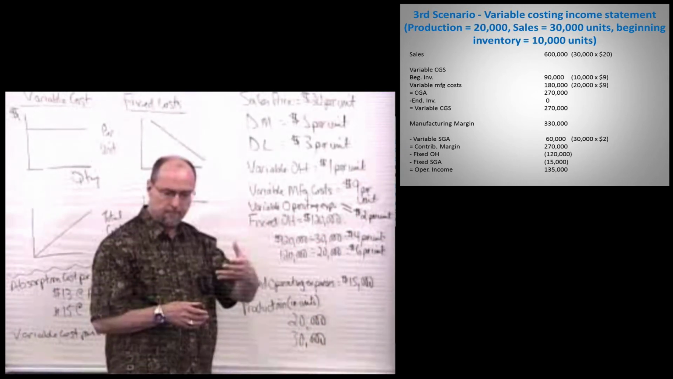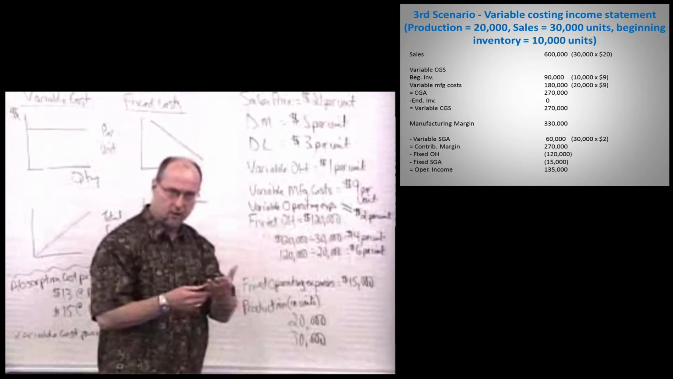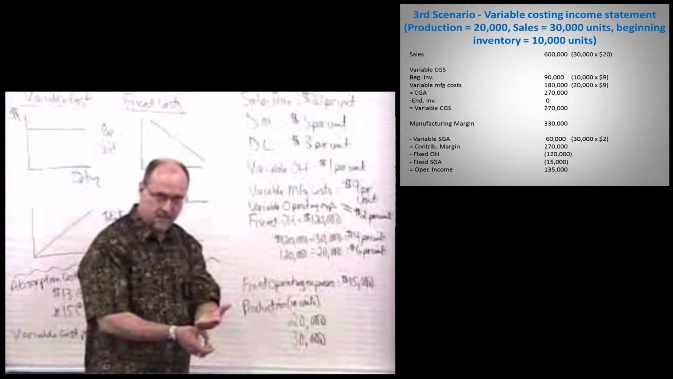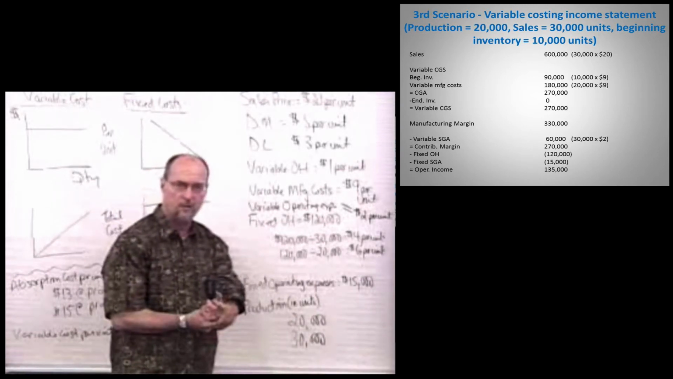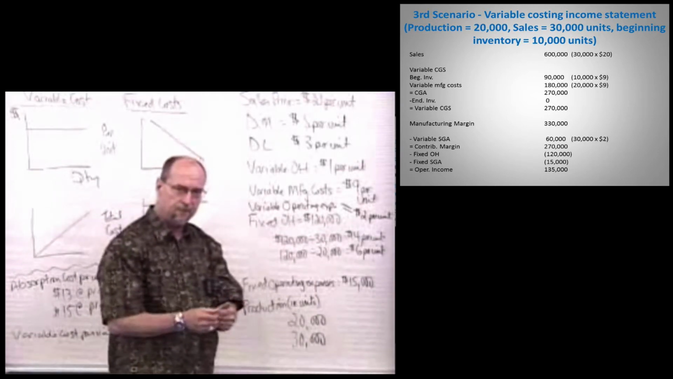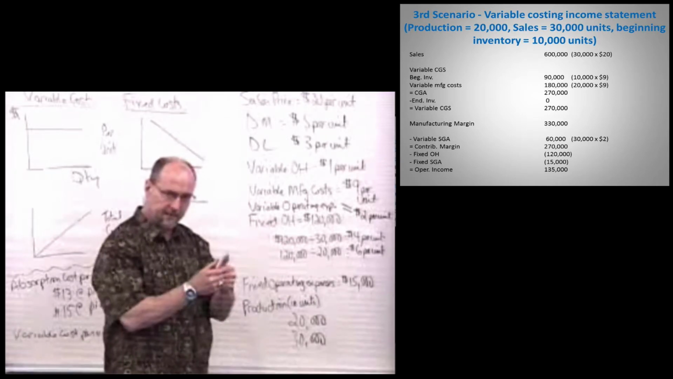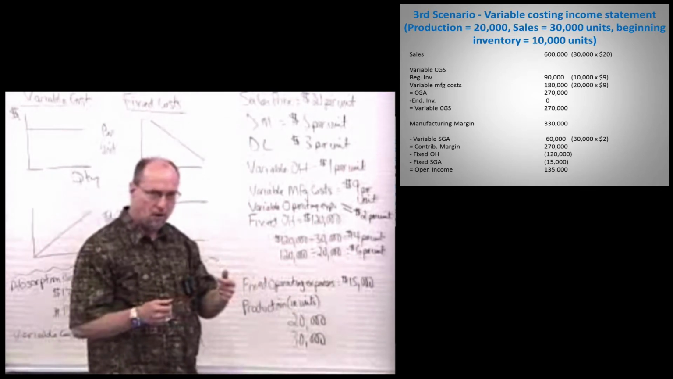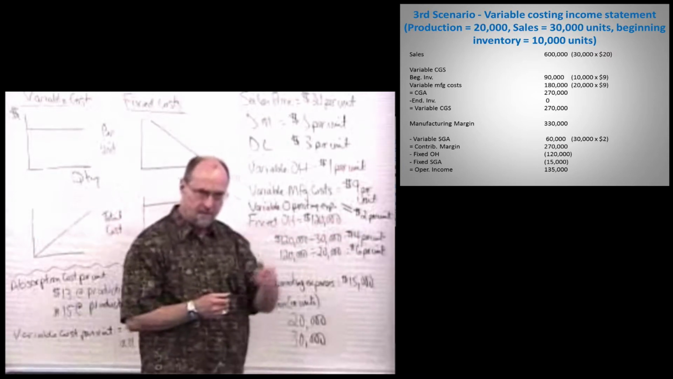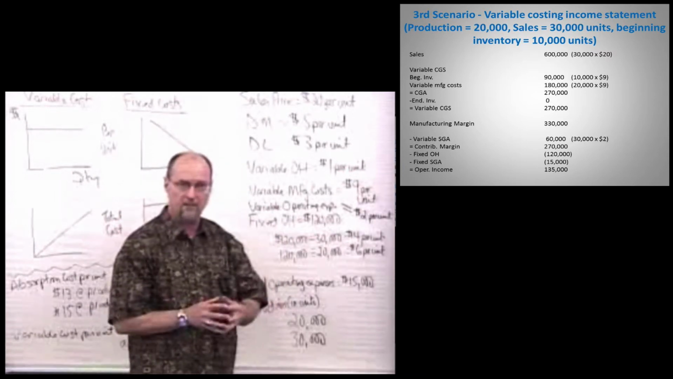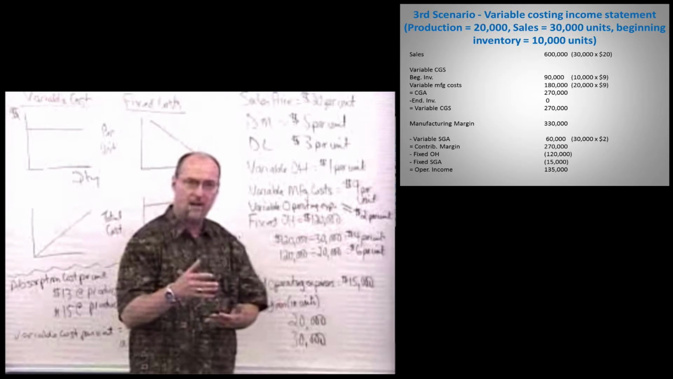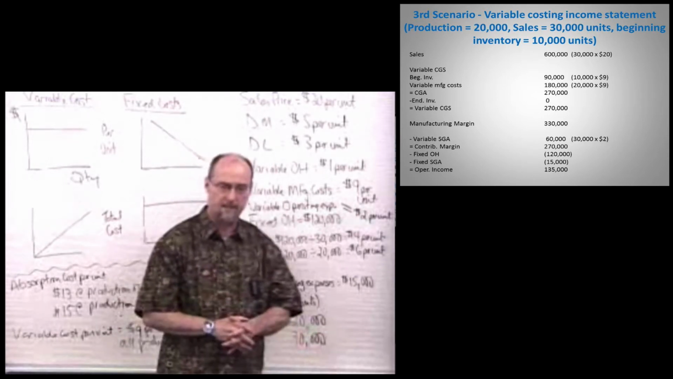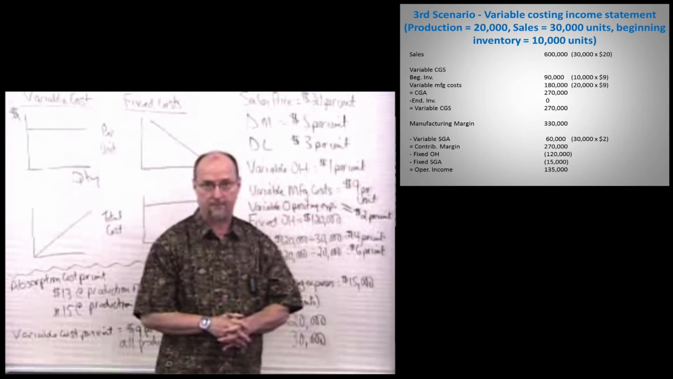Beginning inventory plus your cost manufactured goes into cost of goods available. We had zero ending inventory, so my cost of goods sold under absorption costing is $40,000 higher because of the beginning inventory. If cost of goods sold is higher, my profit will be $40,000 lower. 95 under absorption costing versus 135 under variable costing.